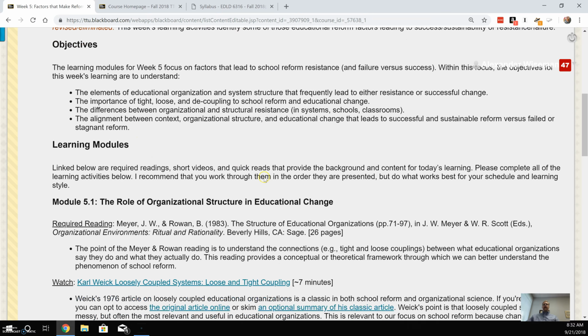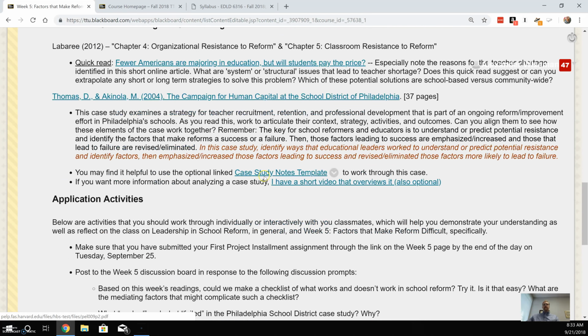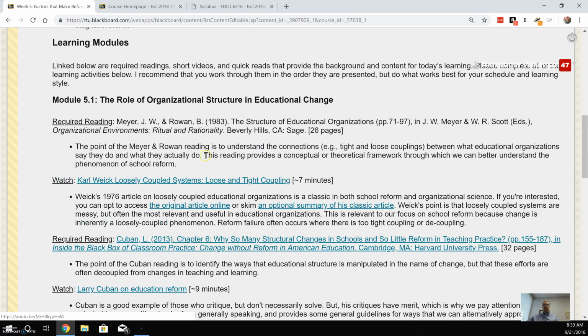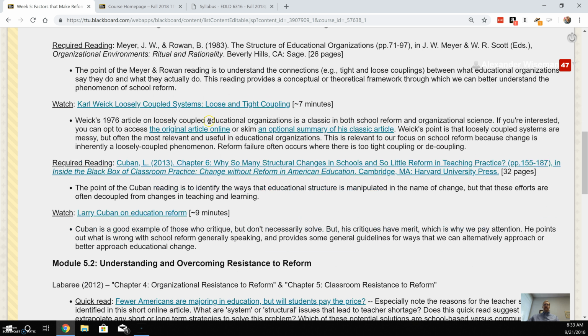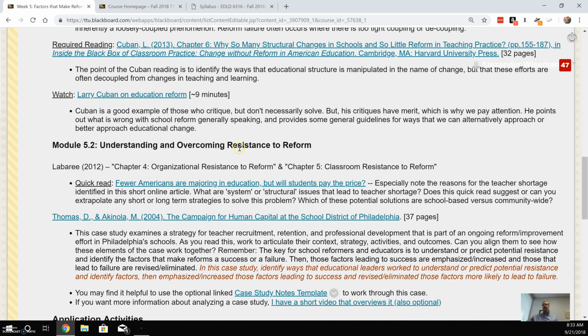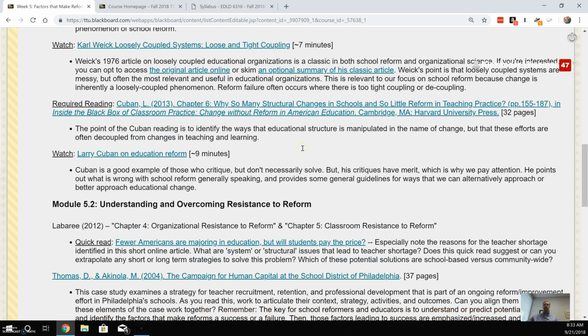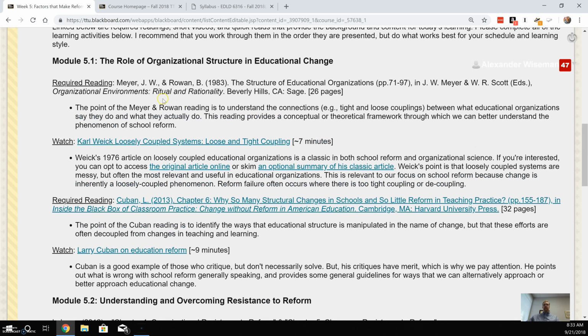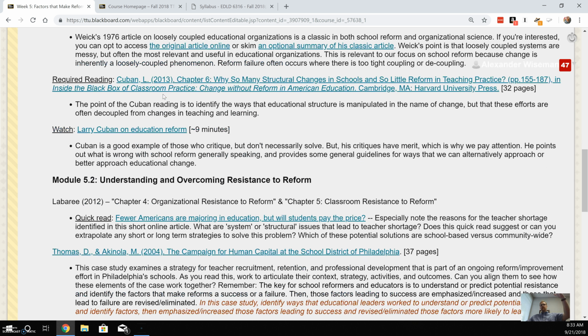Okay, so to do that, I've put together a couple different learning modules. In fact, there are 2 learning modules. One is about the role of organizational structure in educational change. The other is the understanding and overcoming resistance to reform. And within each of these, I've structured what I'd like for you to do. And here's what I suggest. I suggest that you start at the top of this page and you move to the bottom.